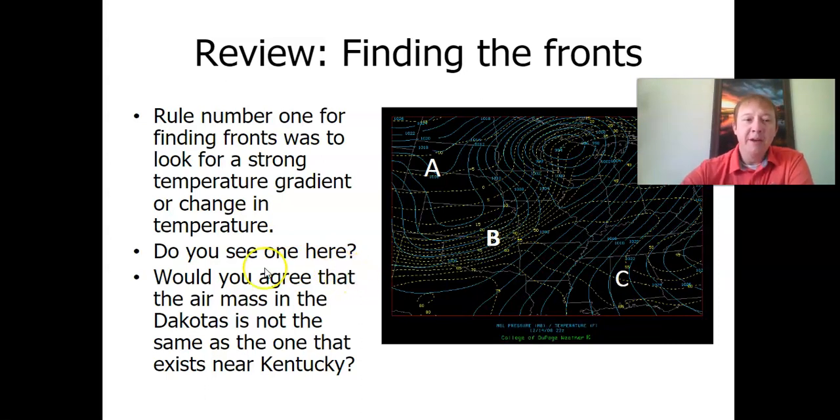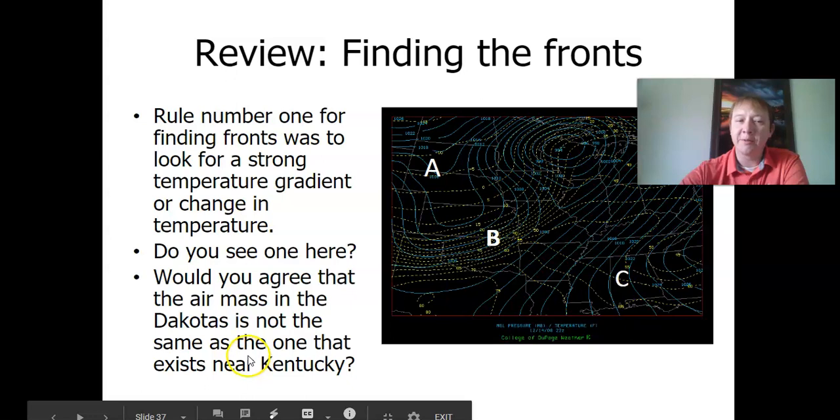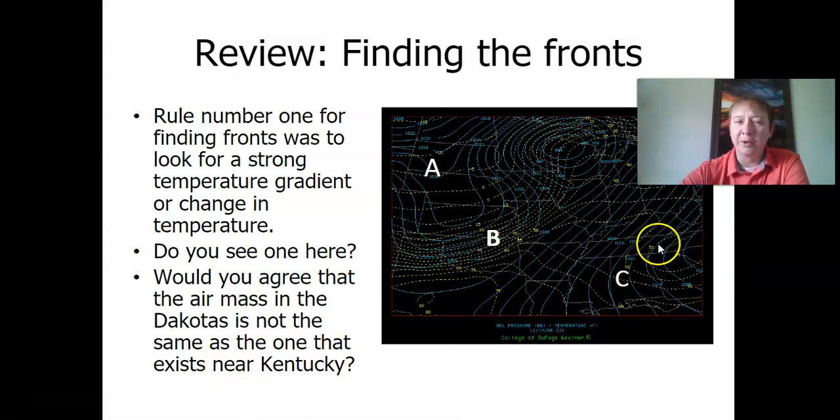Okay. So now the second part here is, would you agree that the air mass in the Dakotas, which is going to be right up here, is not the same as the one that exists near Kentucky? So Kentucky is over here. So the question is asking, do you agree that the air masses are different between the location over here by Kentucky and the Dakotas? And then simply state why you think it's different.